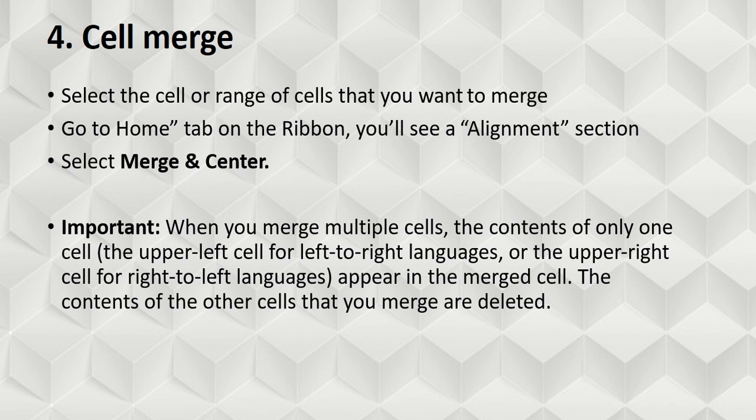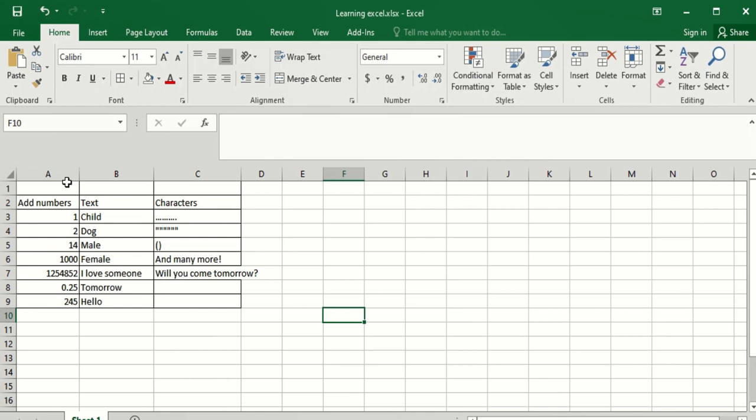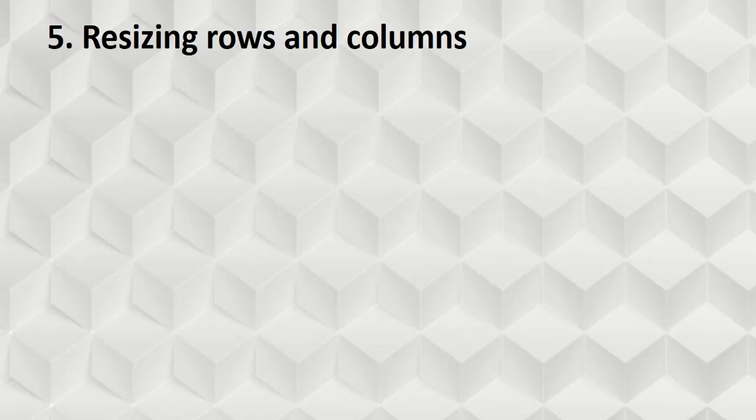Then there is one thing you have to remember. If you merge cells that have data, the upper right cell for right to left languages, or the upper left cell for left to right languages, is the one that appears in the merged cell. The content of the other cells that you merge is deleted automatically. So this is how you do it. You select the cells you want to merge, you go to Home Alignment section, then you click Merge and Center.